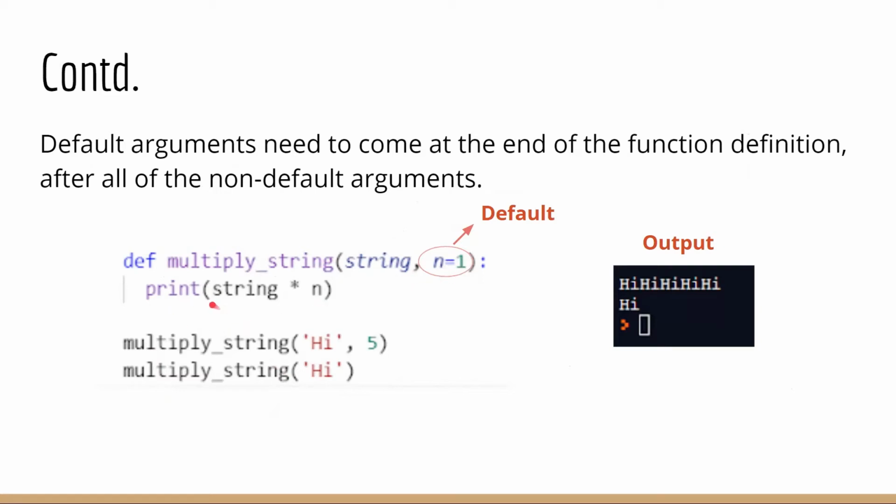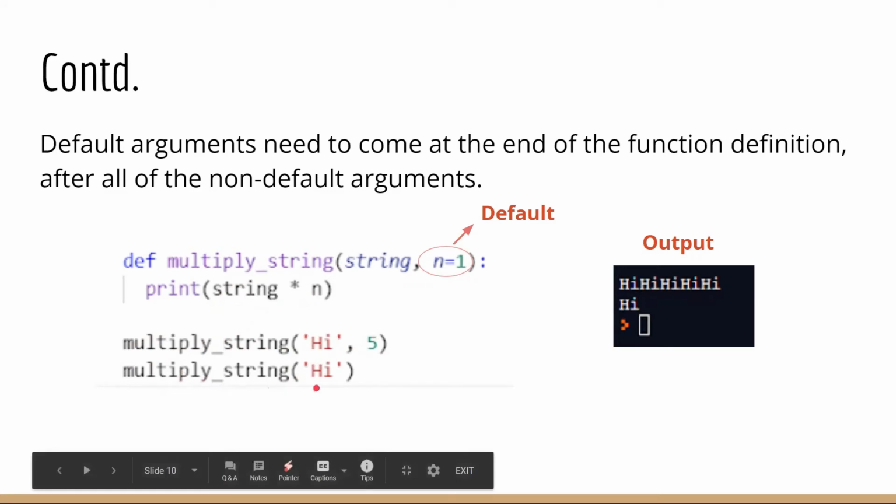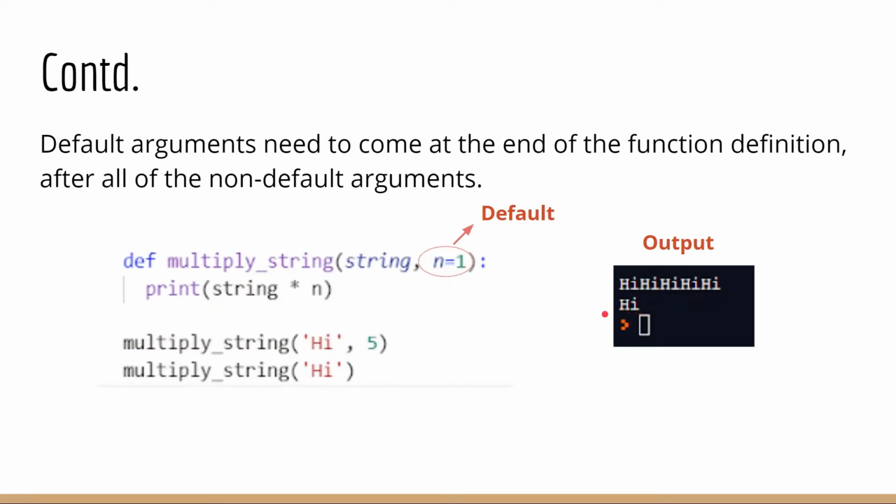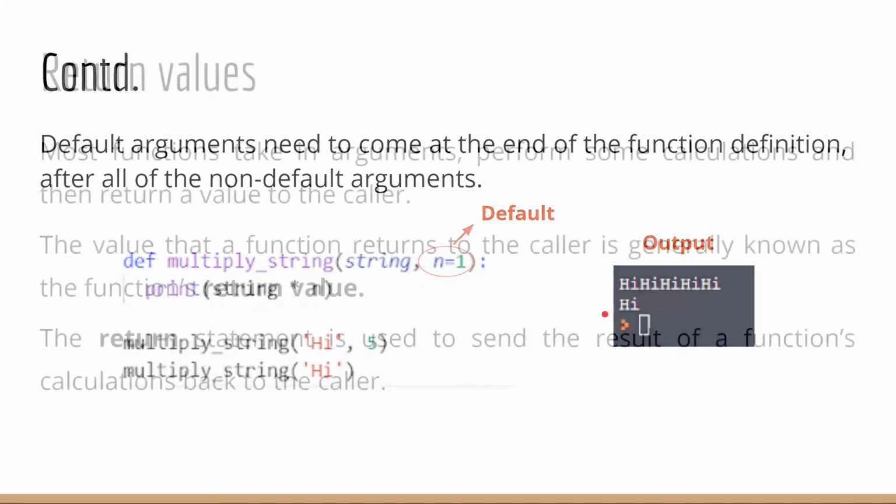And inside the function, we just print the string multiplied by n. Now, if we decide to call the function while specifying a value for n, this value will replace the value 1, and the string will be multiplied by 5, and the result will be this string right here, which is 5 times "hi", okay? And if we decide to call the function without specifying a value for the default argument, it will use the default value, and the result will be just "hi". I guess it is quite understandable.